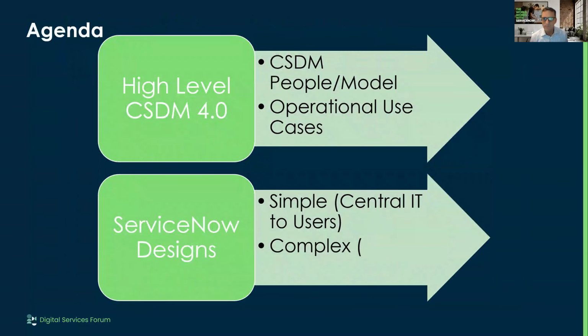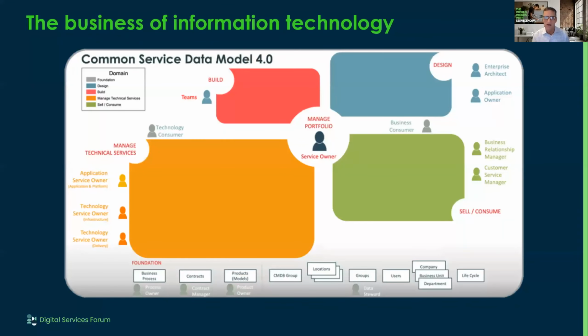All right, so we're going to jump right in. And I always start with this model. I know there's some more recent ones, but I like to talk through this model. The most important part about the common service data model is the people. And I think this is what a lot of people get caught up on. The people on the outside are the people who are responsible for certain pieces. So as we go through the different domains, we'll talk about those.